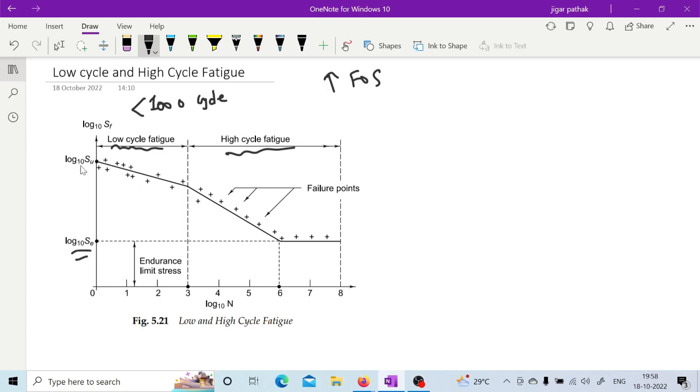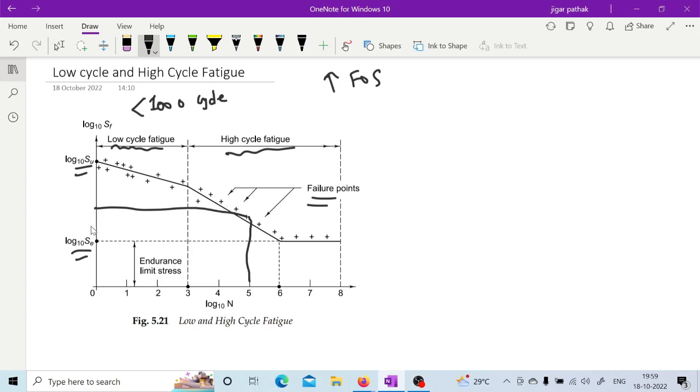So actually your graph will start with the ultimate strength. From that ultimate strength it will start decreasing because of the nature of cyclic load, right. So these are all failure points. What this failure point suggests is, if your number of cycles is, let us say, 10 raised to 5, and stress is this much, then your component is going to fail in that case.